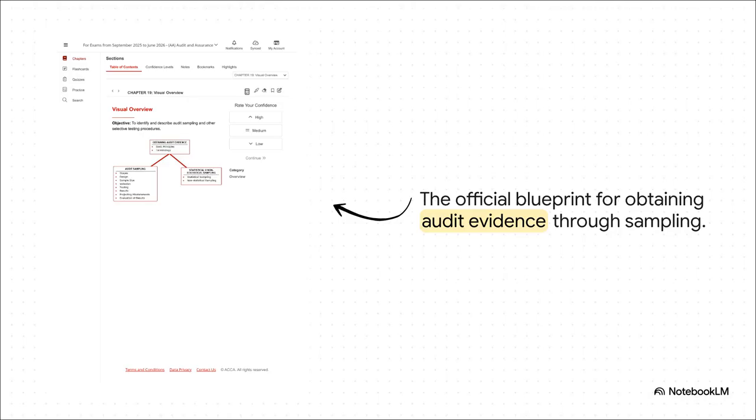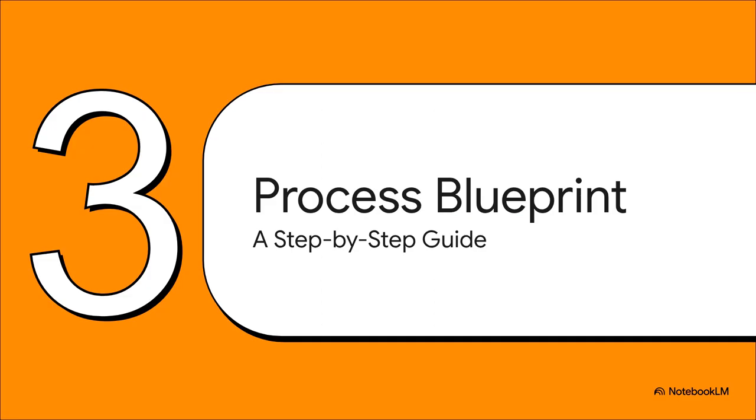And this right here, this is the official blueprint, straight out of the auditing standards. It shows how auditors gather their evidence. Now, you'll notice it splits into two main paths. For today, we're going to deconstruct that path on the left, the very structured process they call audit sampling. So let's zoom in on that process. We're going to walk through this blueprint step by step.